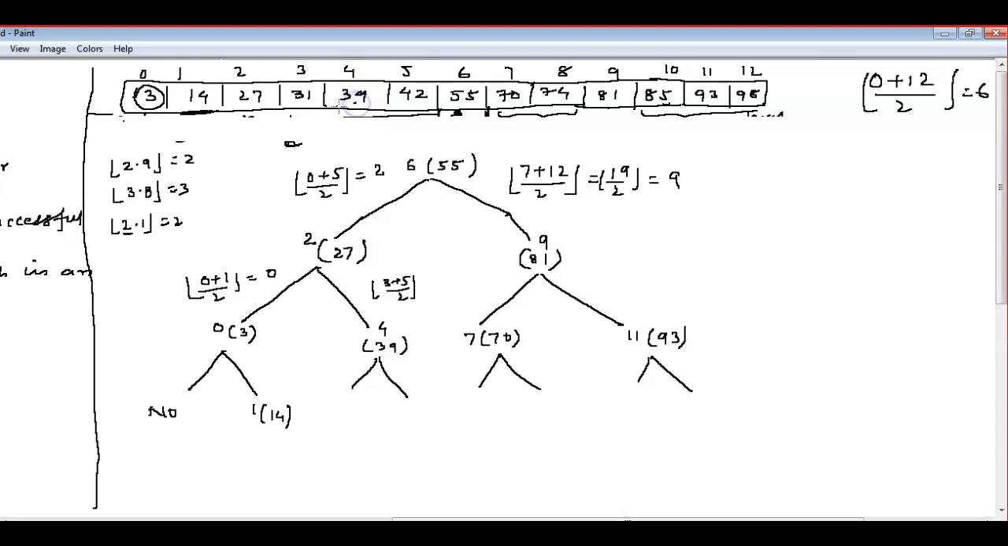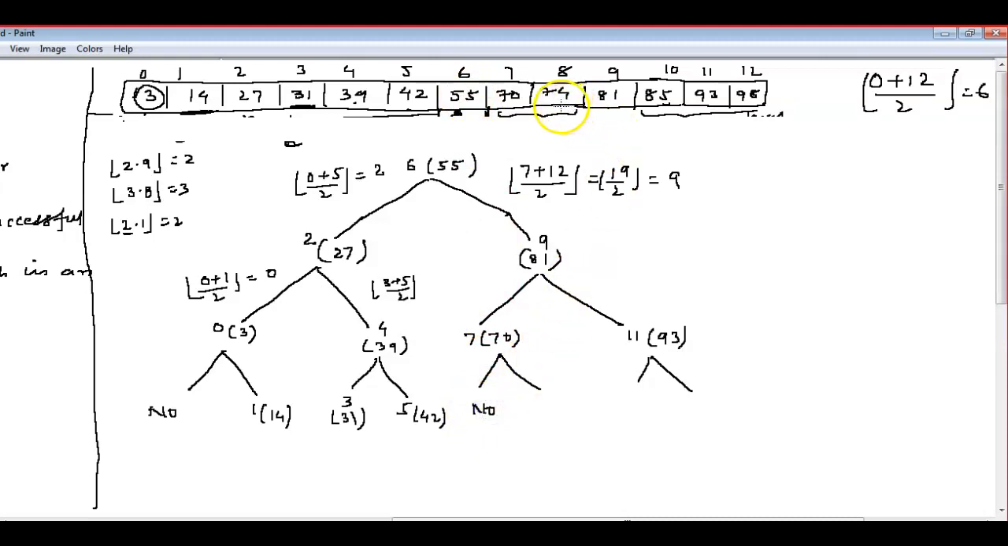For 39, on the left hand side, what came? 31, because 27 is already done. So that side will be 31, which is position 3, 31, right? And the right hand side of 39, 42. 42 is there, no? Fifth position, 42. Similarly for 70, the midterm was there. Then the left hand side was nothing here, because this 55 we have already taken.